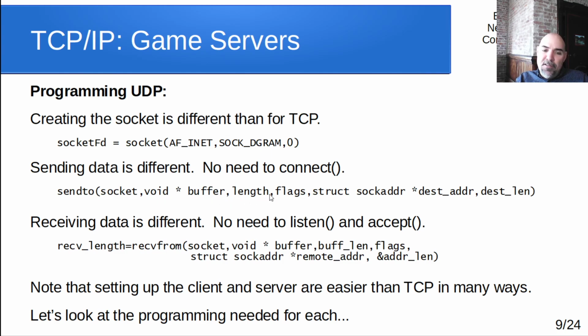Here's how much data there is. This is in bytes. So this is going to be a pointer to the data. This is how much data is at that address. There are some flags associated with that that we're not going to talk about right now. But then here's the address that we want to send it to, and here's the length of that address. So in other words, we're saying send this data using this socket to that address.